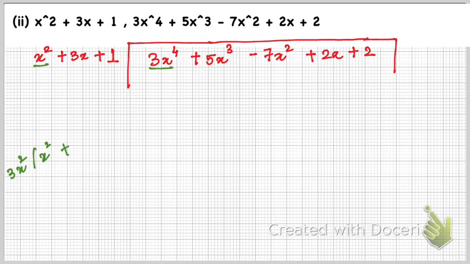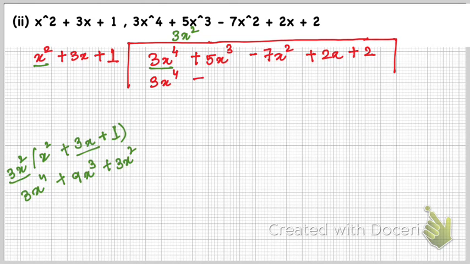x square plus 3x plus 1, then you will get 3x to the power 4 plus 9x cube plus 3x square, right? Since we are multiplying the first term with 3x square, we will write 3x square here, and here what we have got is 3x to the power 4 plus 9x cube plus 3x square.